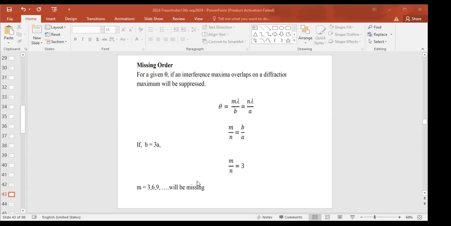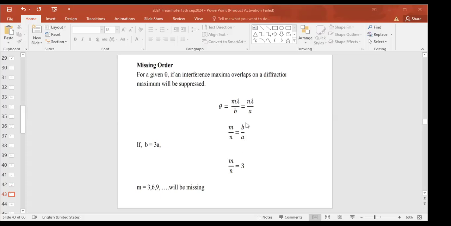This is the missing order. So to find the missing order, you have to use this equation. B is the distance between the two slits, and A is the slit width. So if you know the slit separation and the width of the single slit, then you can calculate the missing order by using this equation.